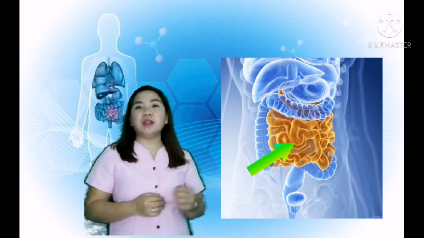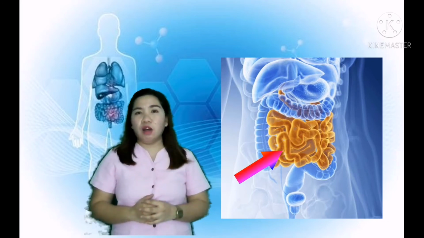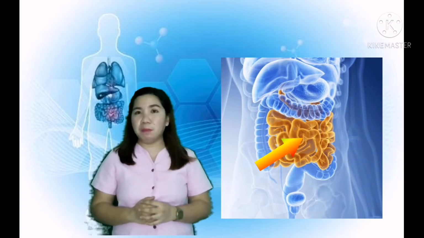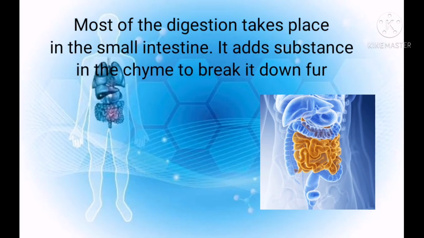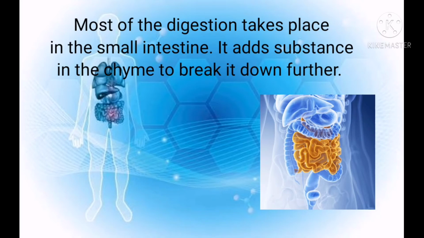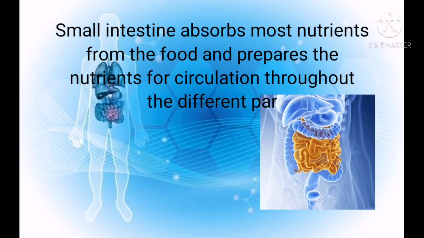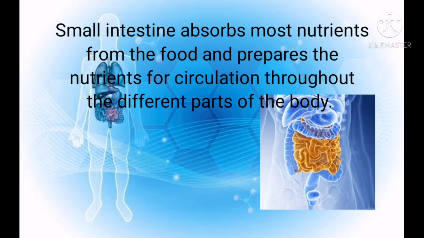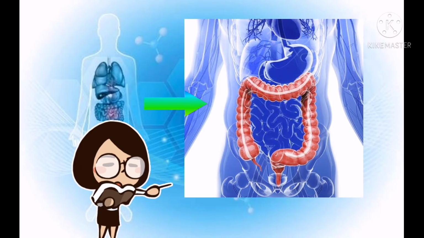Did you know, my dear students, that the small intestine measures about 22 feet or 7 meters on average, or 3.5 times the length of your body? Most of the digestion takes place in the small intestine. The small intestine adds substances to the chyme to break it down further. It absorbs most of the nutrients from the food and prepares the nutrients for circulation throughout the different parts of the body. The undigested food particles are passed onto the large intestine.